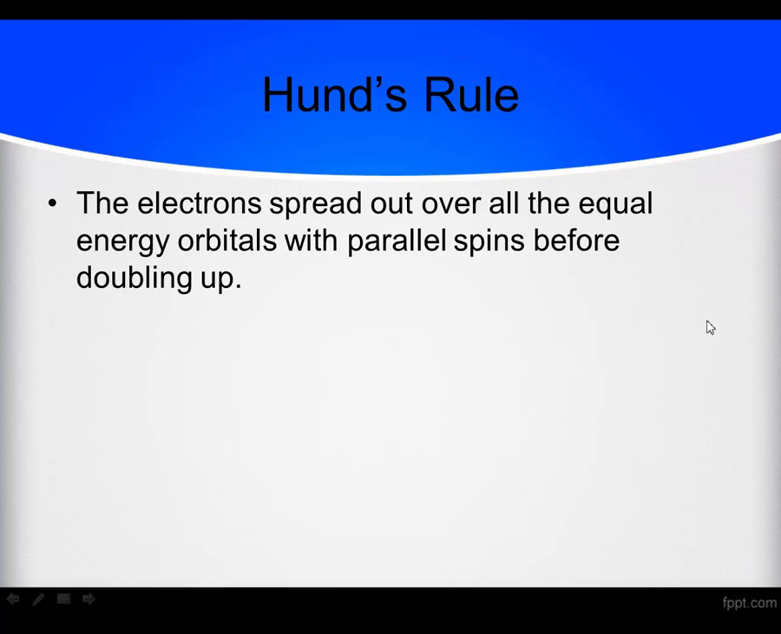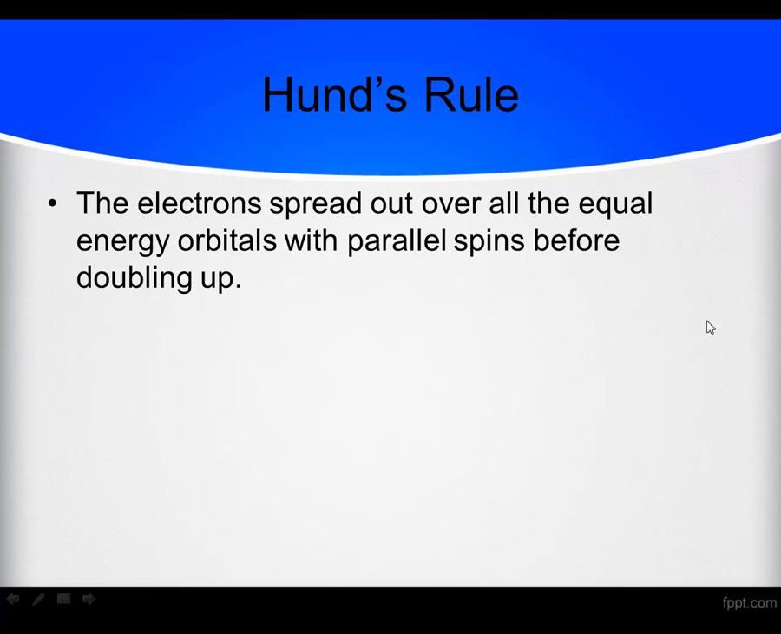This is the second rule. Hund's rule talks about how electrons are going to spread out if there's more than 1 orbital available. So if we have orbitals that have equal energy, now S's you don't have equal energy because there's not more than 1 orbital, but P's you have more than 1 orbital, right? You have 3 orbitals. D's you have 5 orbitals. In F's you have 7 orbitals. Hund's rule applies basically to the P's, the D's, and the F's.